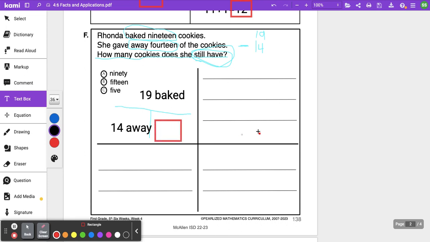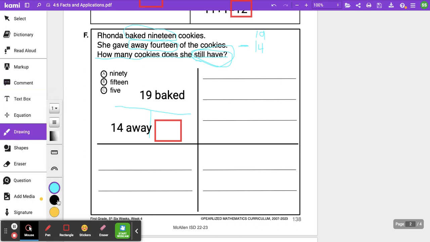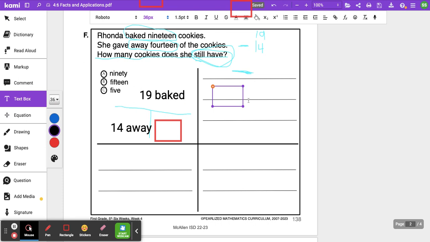This is our question box. So we know the total is 19. She gave away 14. How many does she still have? What is the part that she did not give away? What's going to be our plan? Are we going to add or subtract? We said that gave away is a subtraction word, so we want to subtract. That means we are going to subtract, and we are going to find the difference.